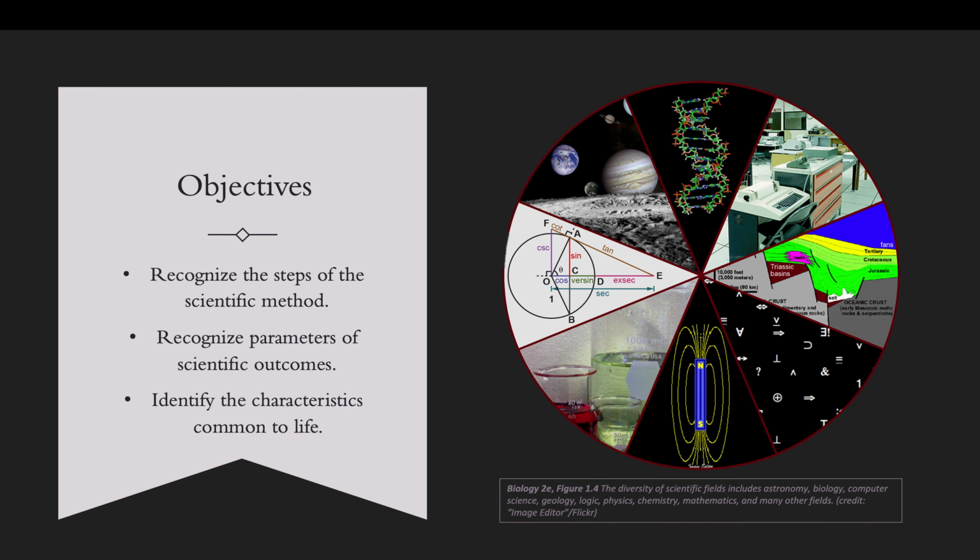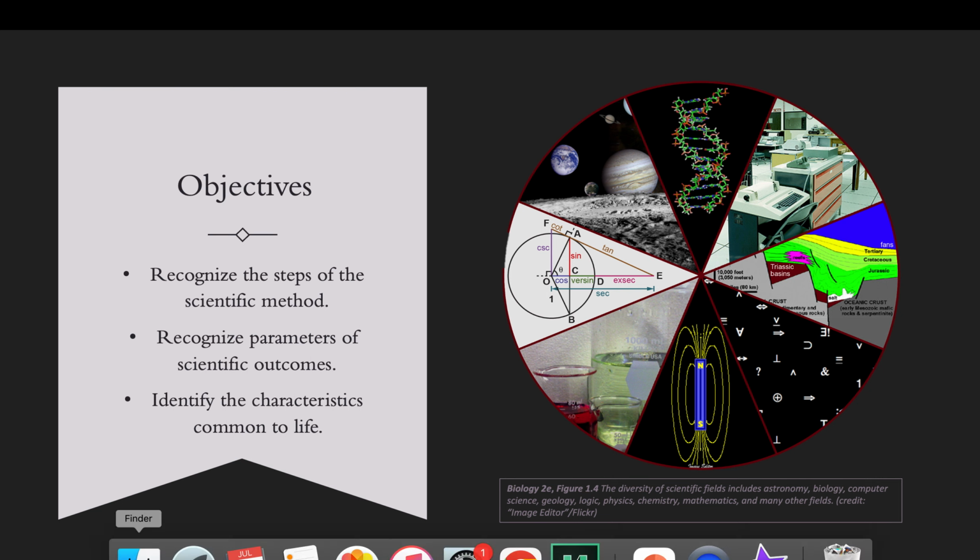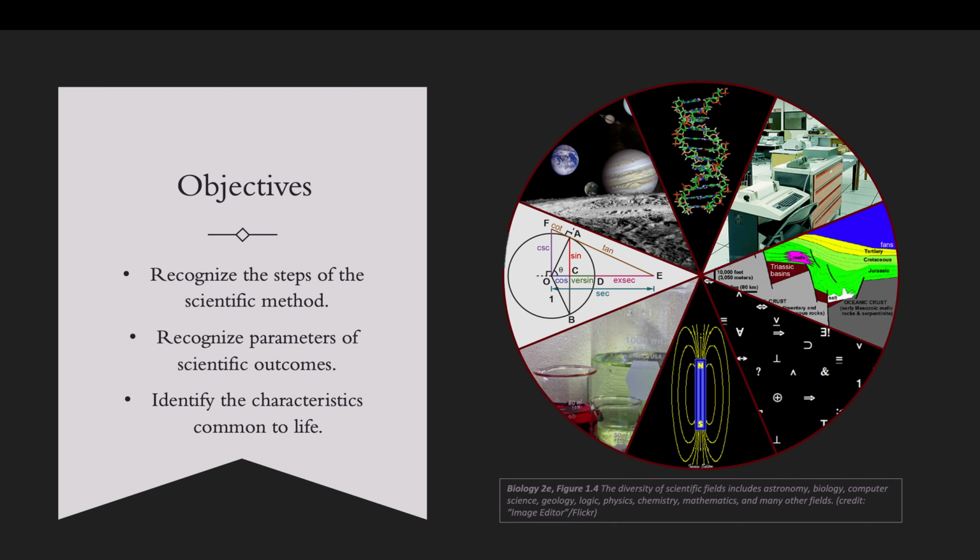So I normally like to start these PowerPoints with objectives, basically things that I want you to walk away having learned from these PowerPoints. And the three objectives in this chapter are being able to recognize the steps of the scientific method. And most of you probably know about the scientific method. You probably heard about this in your high school biology class, but we're going to dig into it a little bit deeper and talk about why it's relevant today. We also want to be able to recognize the parameters of scientific outcomes and to identify the characteristics common to life.